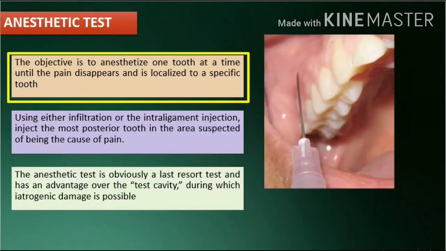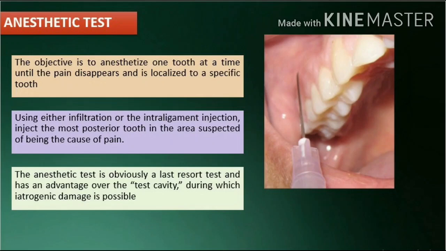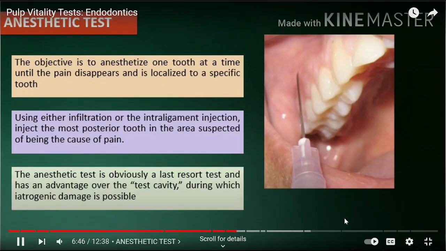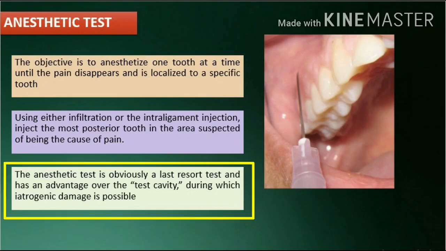Anesthetic test. The objective is to anesthetize one tooth at a time until the pain disappears and is localized to a specific tooth, using either infiltration or the intraligament injection. Inject the most posterior tooth in the area suspected of being the cause of pain. If pain persists when the tooth has been fully anesthetized, anesthetize the next tooth mesial to it and continue to do so until the pain disappears. The anesthetic test is obviously a last resort test and has an advantage over the test cavity, during which iatrogenic damage is possible.